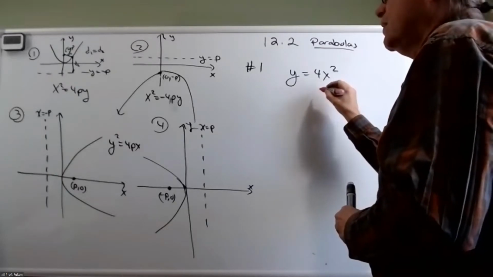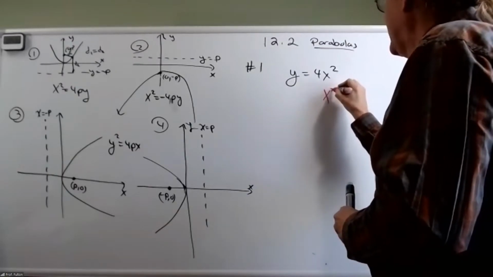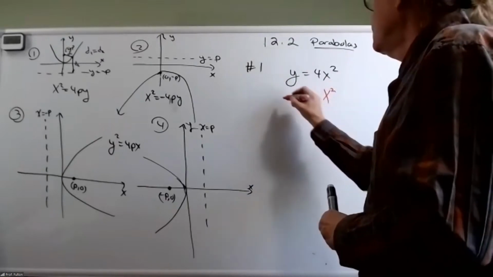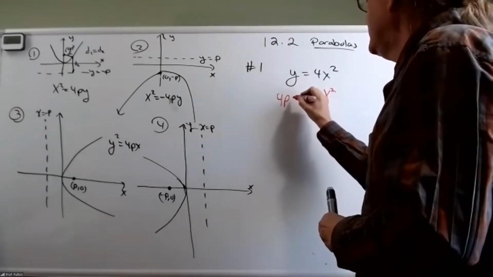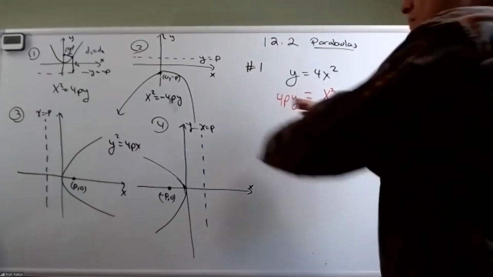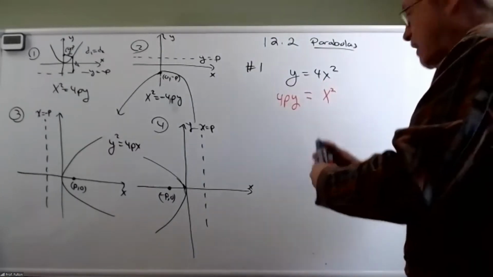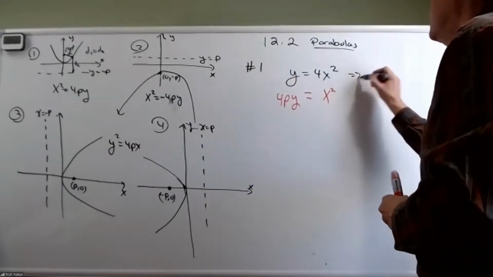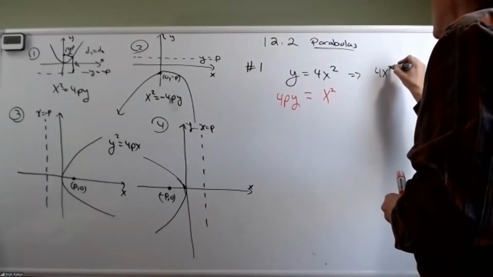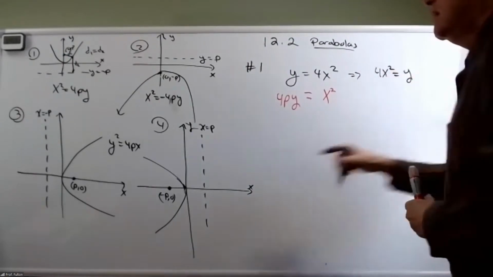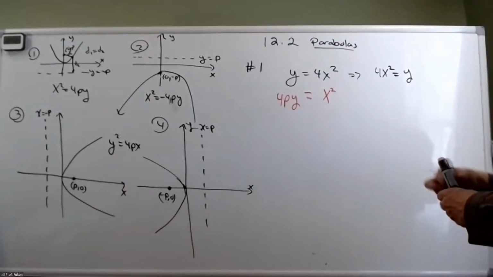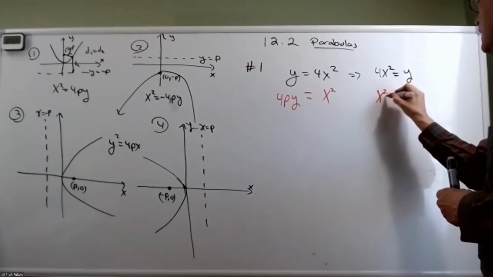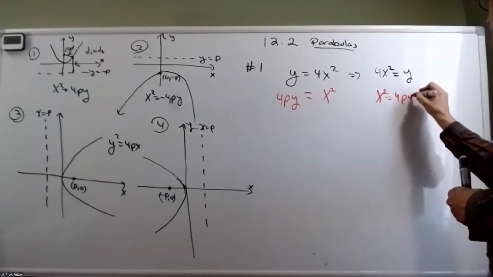I have x squared is equal to 4py. I just switched it around. Or I could write it the other way. This is equivalent to 4x squared is equal to y, which if I write it that way, I get the same thing. x squared is equal to 4py.